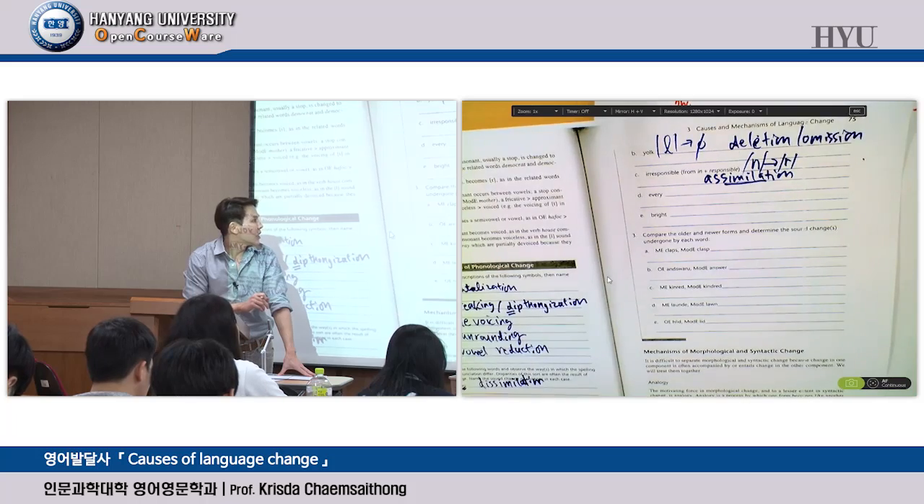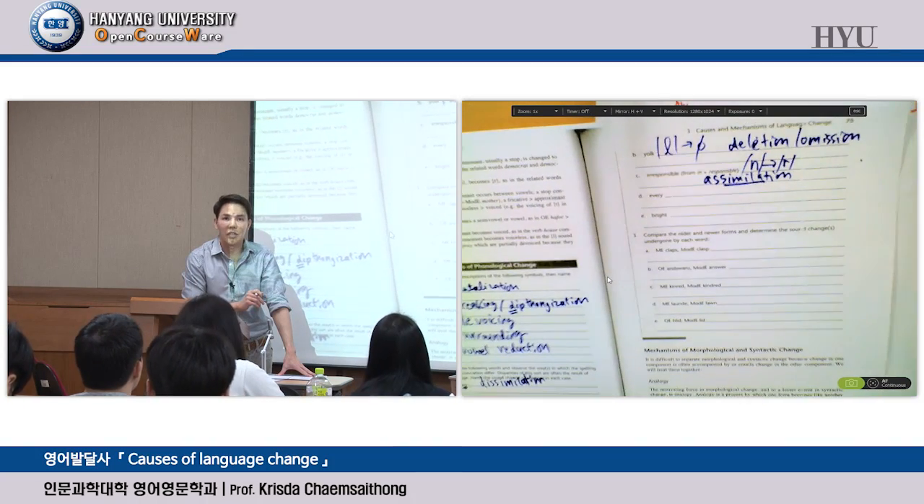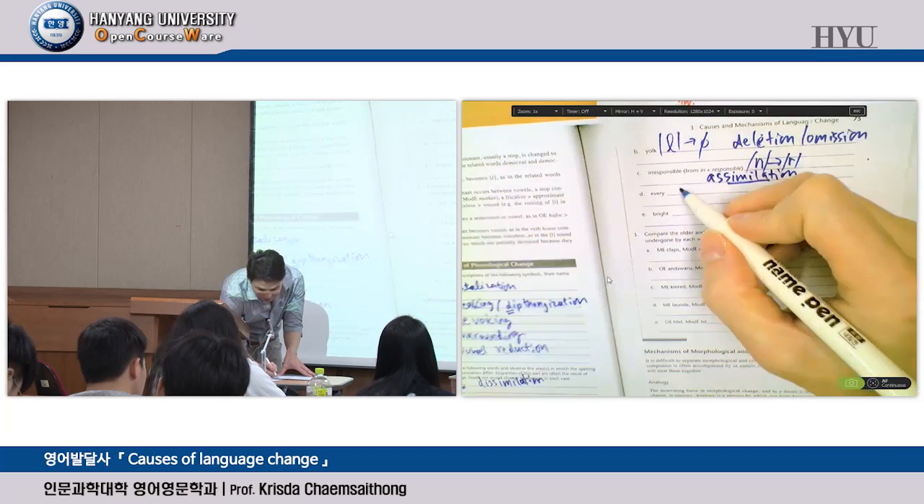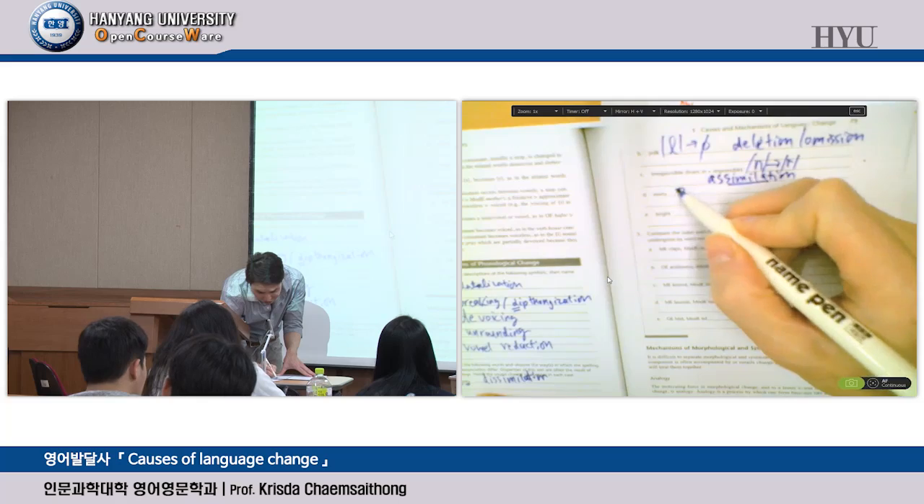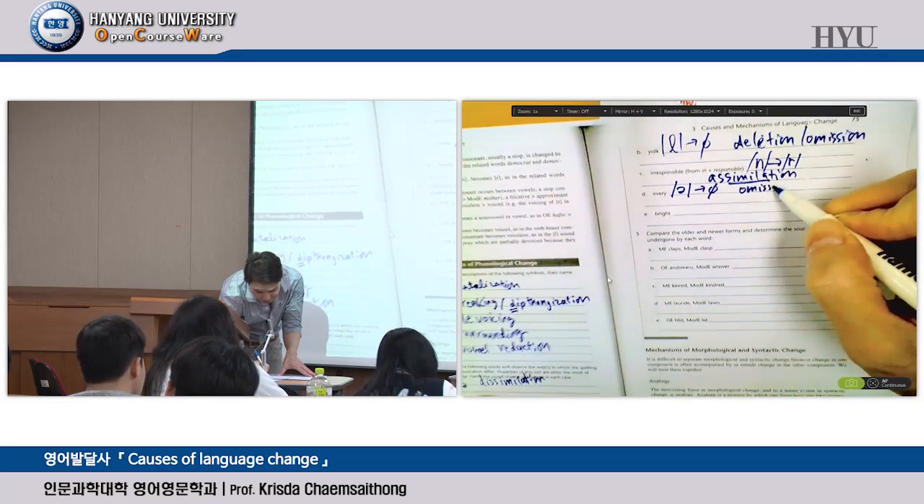The pronunciation of every as every. Loss of sound, right? So schwa becomes 0, so it's omission or loss of sound.